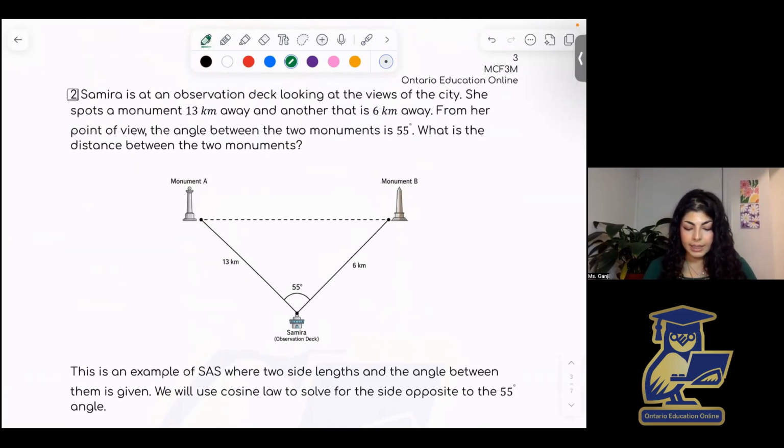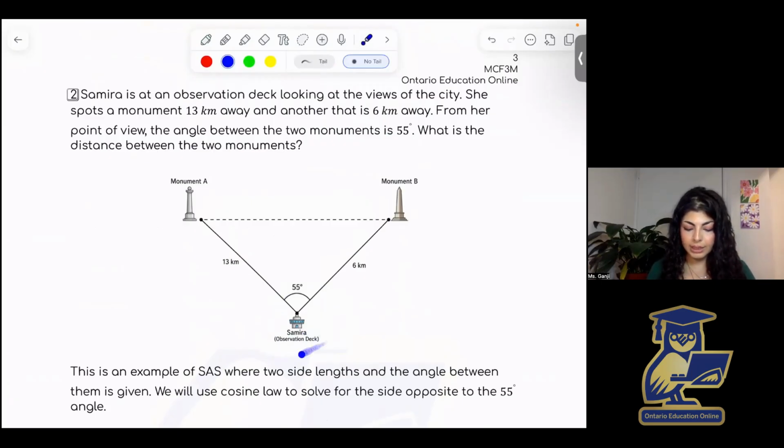Now, our next example here. Samira is at an observation deck looking at the view of the city. She spots a monument 13 kilometers away and another that is 6 kilometers away. From her point of view, the angle between the two monuments is 55 degrees, and we want to know what the distance between the two monuments is.